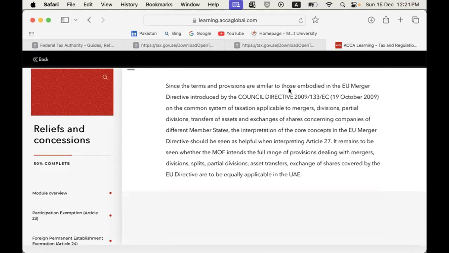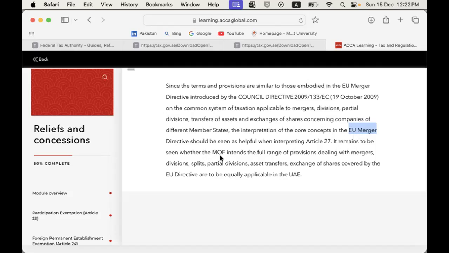Since the terms and provisions are similar to those embodied in the EU merger directive introduced by the Council directive on the common system of taxation applicable to mergers, divisions, partial divisions, transfer of assets, and exchange of shares concerning companies of different member states, the interpretation of the core concepts in the EU merger directive should be seen as helpful when interpreting Article 27. So there is the EU merger directive in short. The concept of this business restructuring relief has been inspired or taken from that EU merger directive.